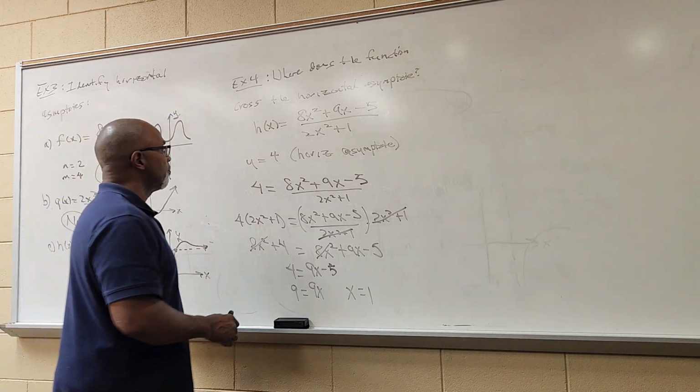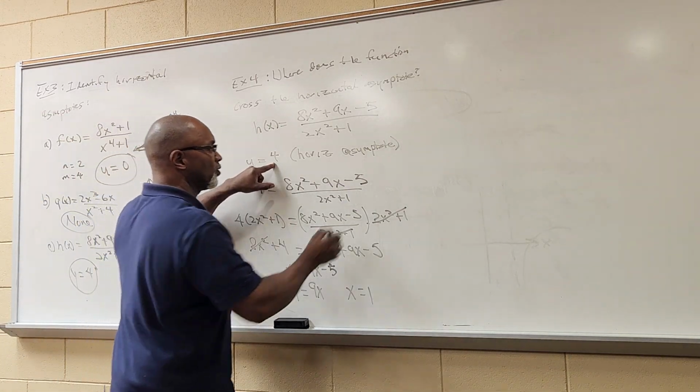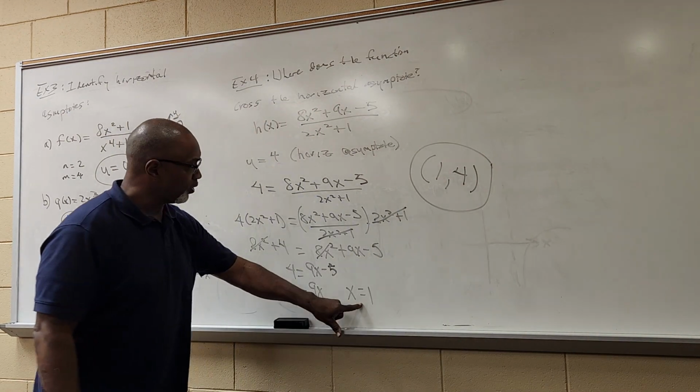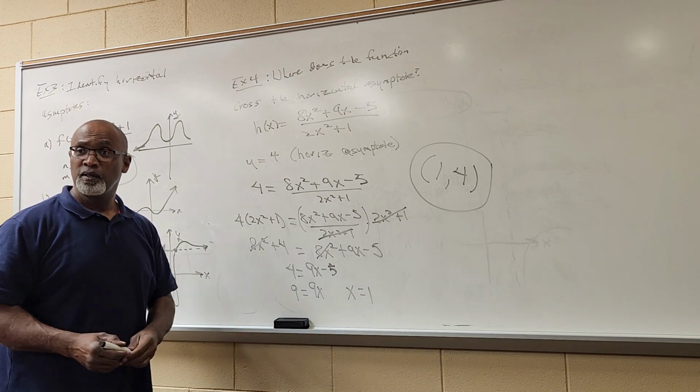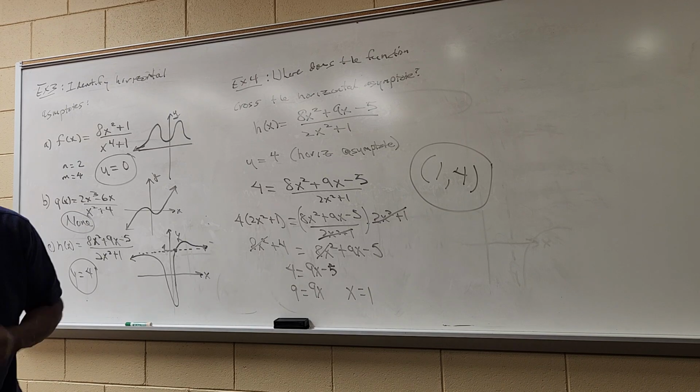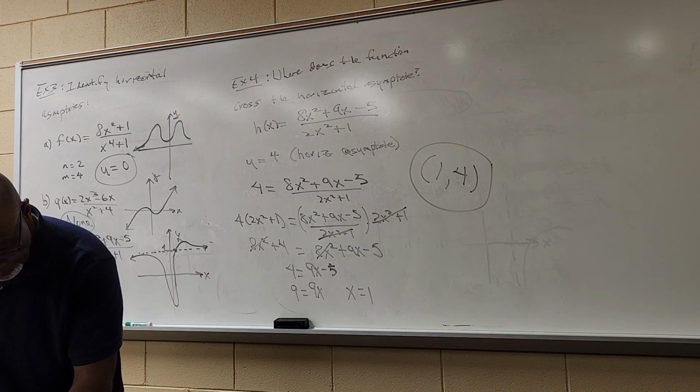So the point where they cross, we already knew that y was 4, so they cross at 1, 4. That'll be the point. The x coordinate was 1, the y coordinate had to be 4, because the function crossed the horizontal line y equals 4. So it's never hard to determine where a given function crosses a horizontal asymptote. All you gotta do is set that function equal to that value, then solve.